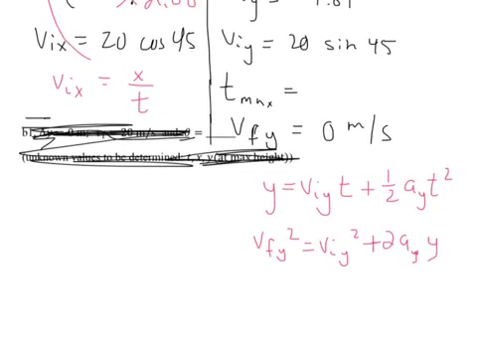Now, if we use the first equation, VI is still 14.1. What time would I use? You would use the 1.44, because that's the time it takes to get to max height. If you're using the second equation, you set VFY equal to 0 again, because it pauses at the top. VIY is 14.1, A is still negative 9.81, solve for y. Either way, you'll get your max height.